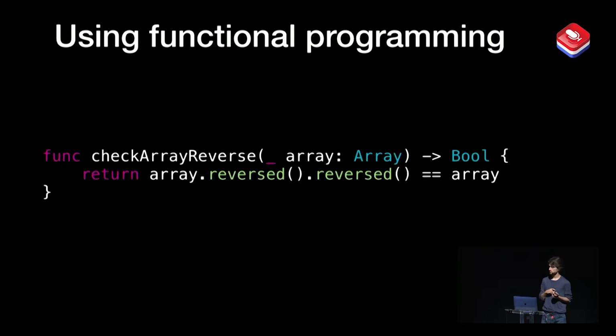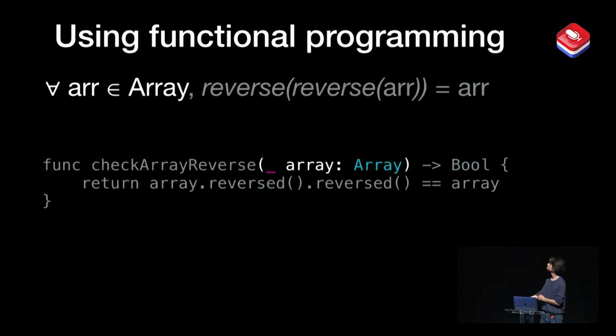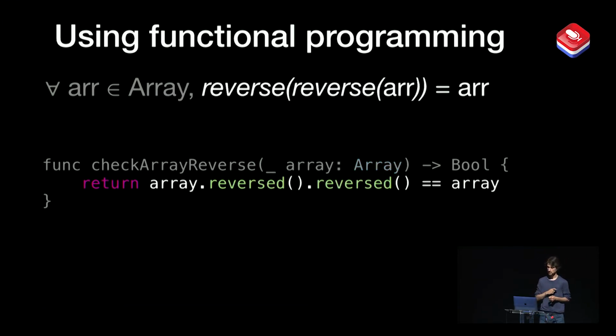So how can we write this in code? We can do it using functional programming. Basically, if we write this function, you can see that the input of the function, the argument, corresponds to what we could say is the quantified variable in the formula. And the condition is the return value of the function. So we can write properties in code, and we can write them quite easily.